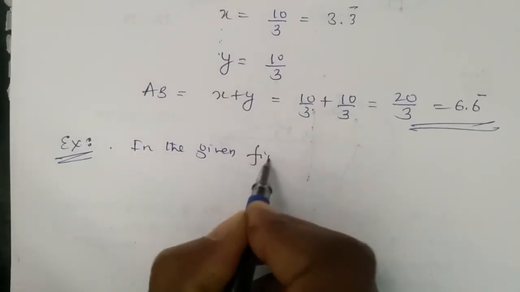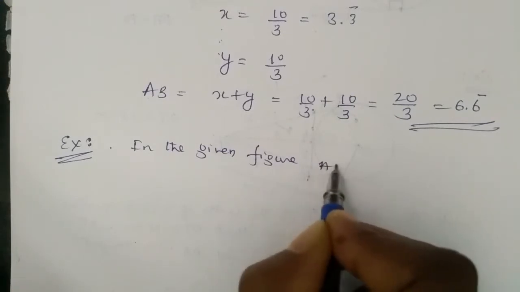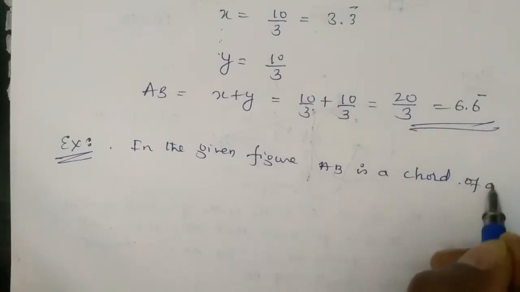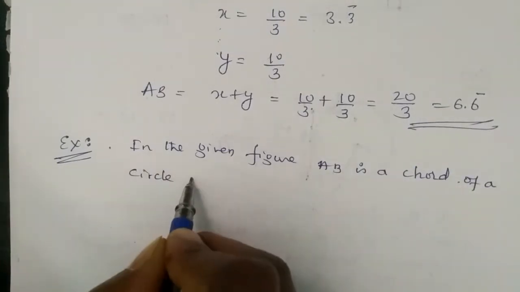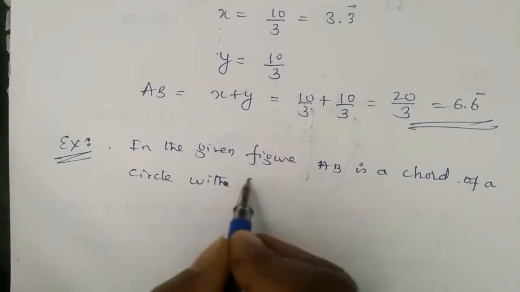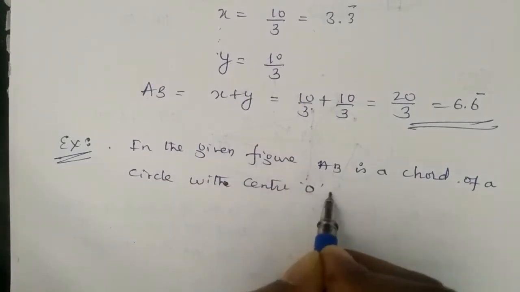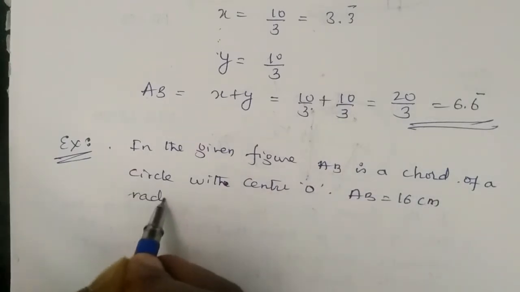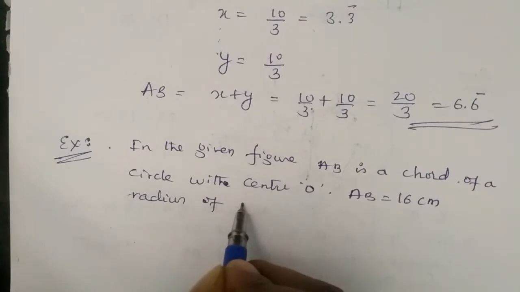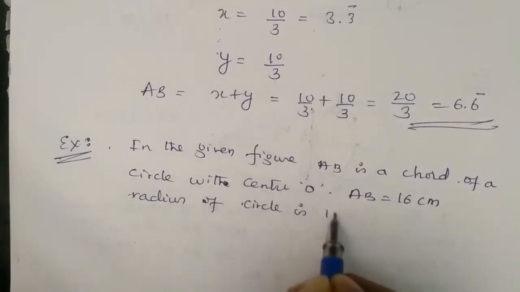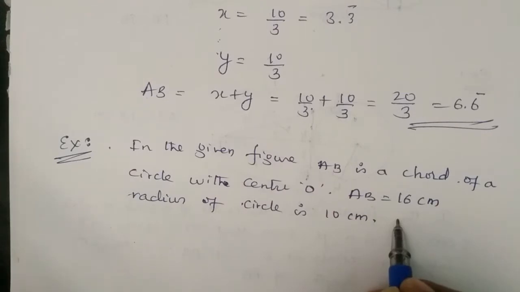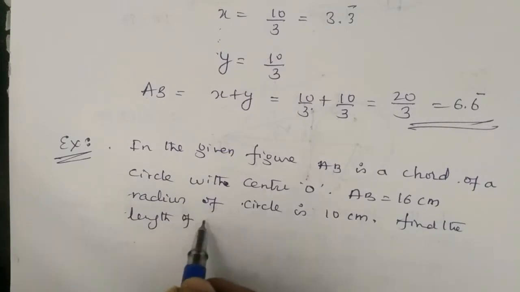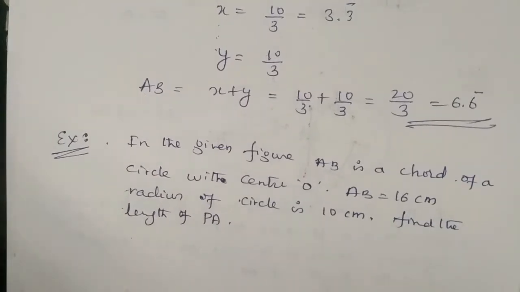In the given figure, AB is a chord of a circle with center O. AB equal to 16 centimeter. Radius of the circle is 10 centimeter. Find the length of PA. The given figure will show the diagram.